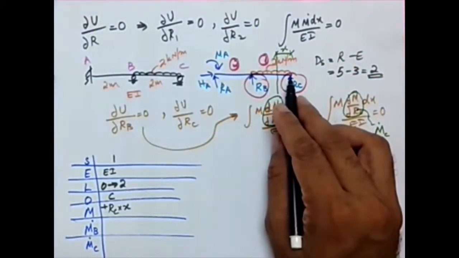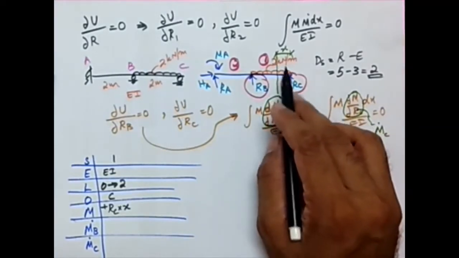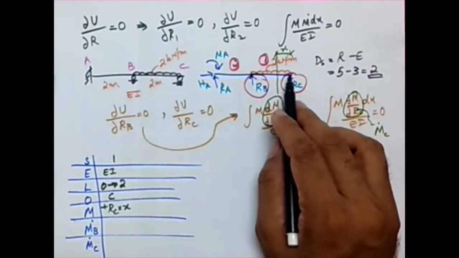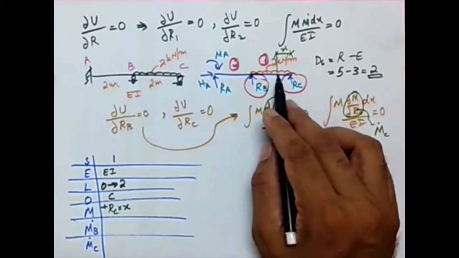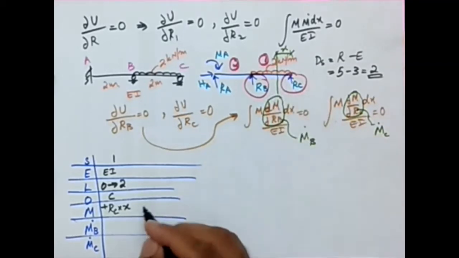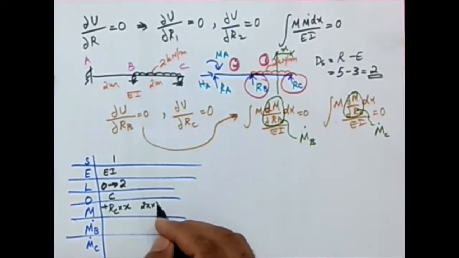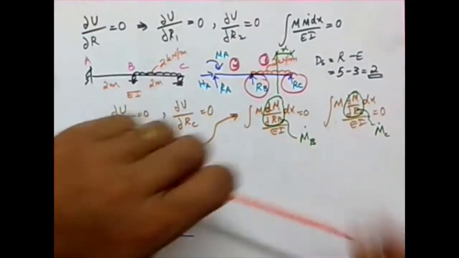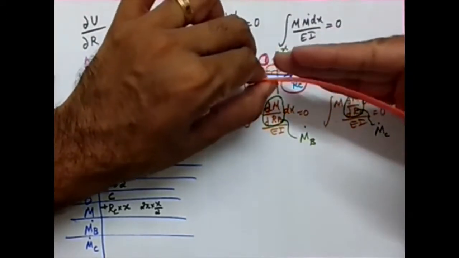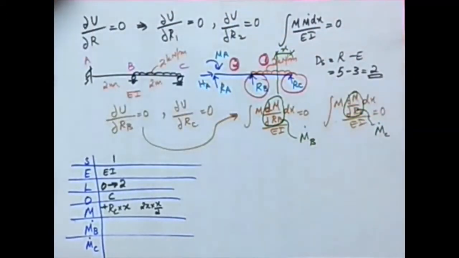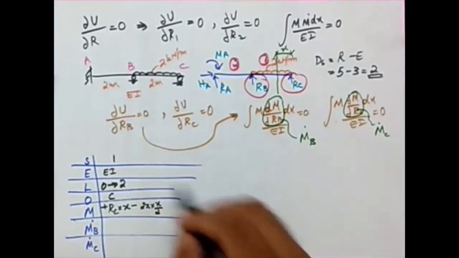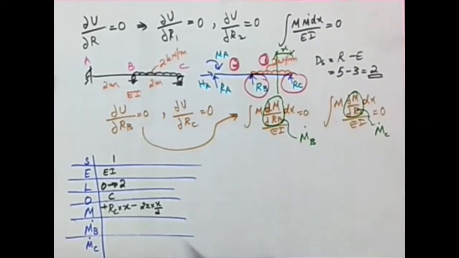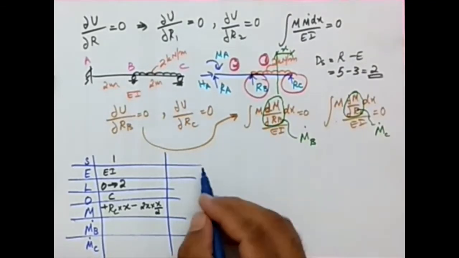Then there is this UDL component. The magnitude is 2 per meter. It is for x meter, so 2 times x, and the lever arm will be half of it, which is x by 2. So 2x times x by 2. And plus or minus, let's see. The load is acting from the top, it is a hogging case, which is minus. So I have the expression for M. This part I'm going to do later. So we are done with segment 1.